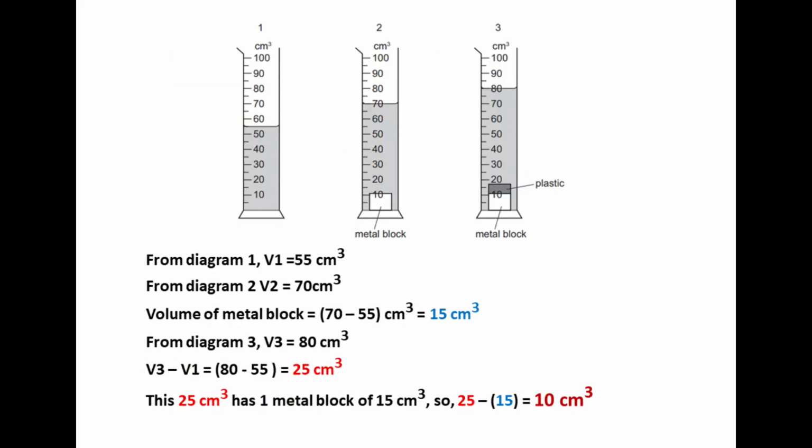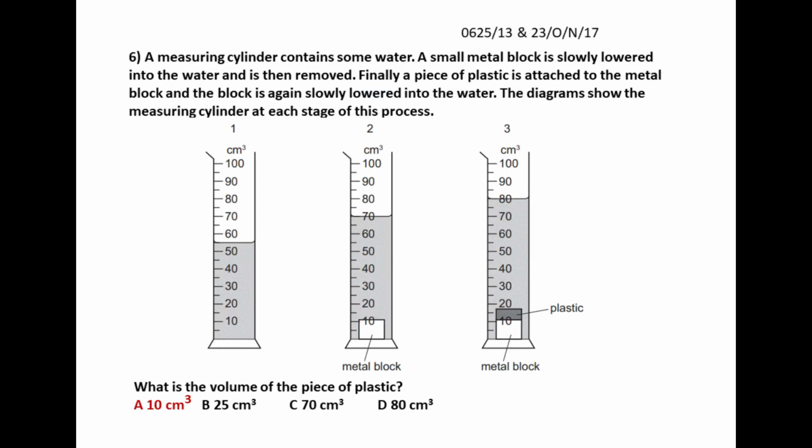Look here. From diagram 1, volume 1 is 55. From diagram 2, volume 2 is 70 centimeter cube. So, from 2 and 1, we understand that the volume of the metal block is 15 centimeter cube. From diagram 3, we have the volume of 80 centimeter cube. So it's actually diagram 3, 80, minus diagram 1 volume, which is 55, is going to give you 25 centimeter cube. Understand that in this 25 centimeter cube, you have one metal block which we don't want because we want only the volume of the plastic. So subtract the volume of the metal block. So 25 centimeter cube minus 15 is going to give you 10 centimeter cube. Okay. So the correct option for this question is A.